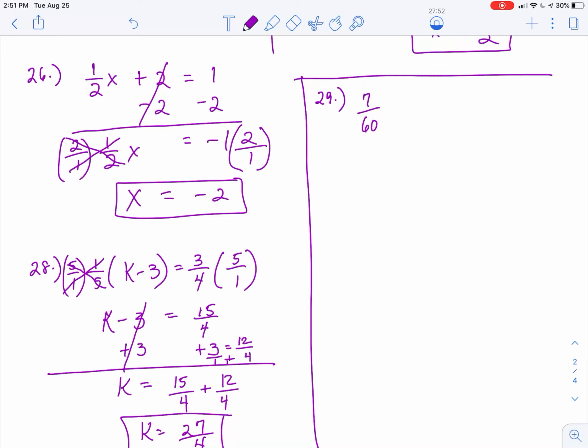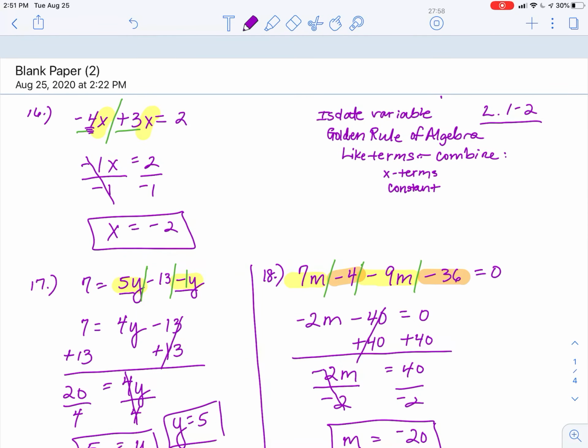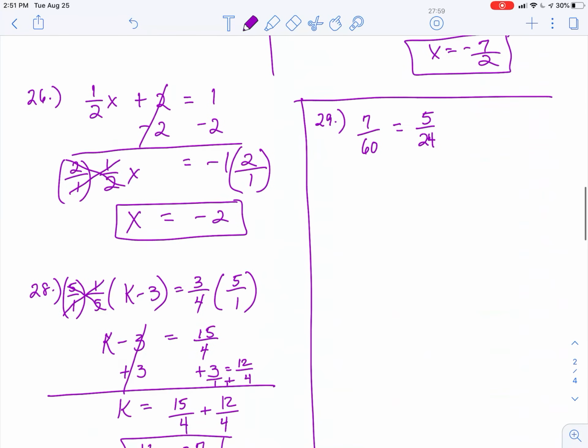I have 7/60 equals 5/24 times W plus 11/12.